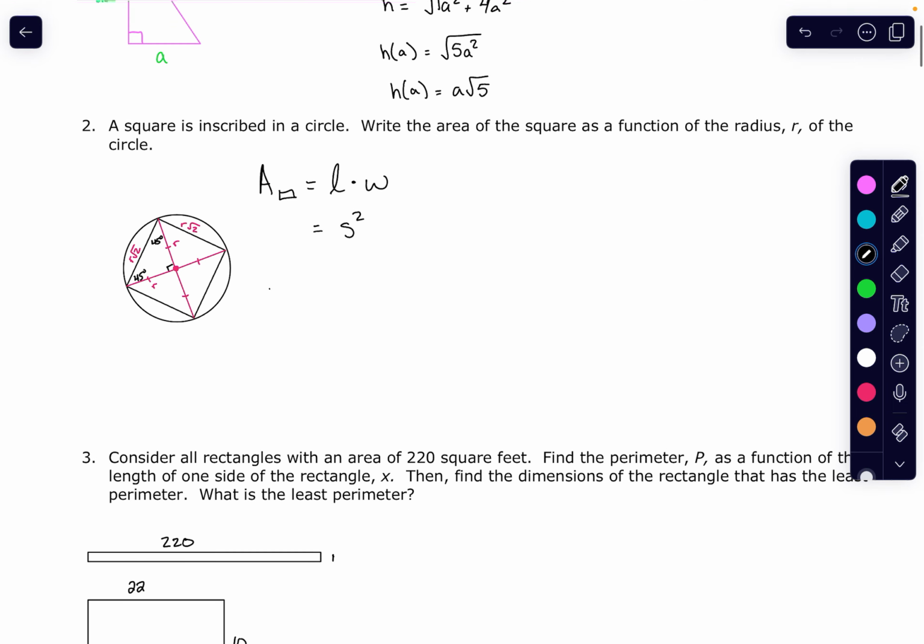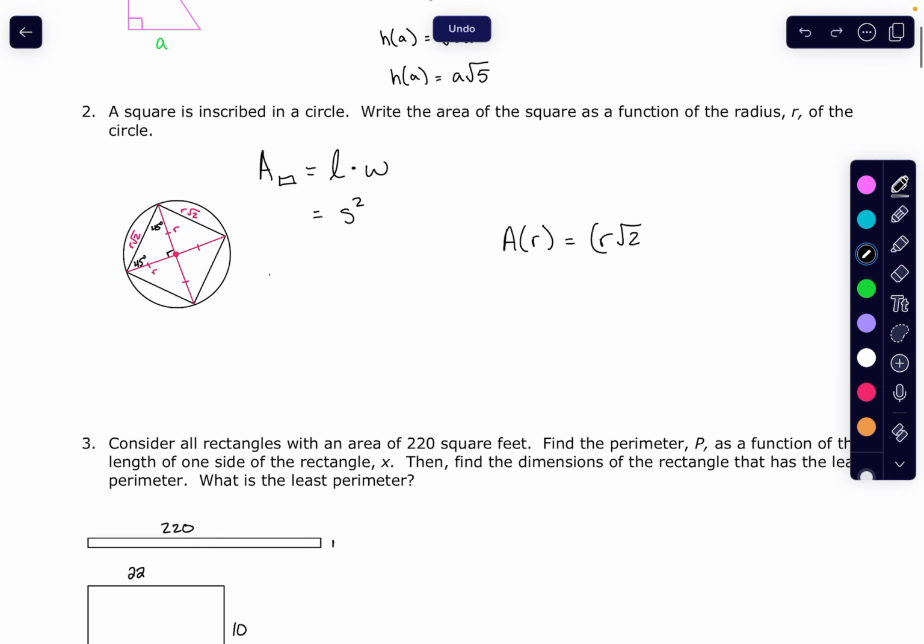So if I write the area, it doesn't specify what variable to use, but I'm going to use a, and I'm defining it in terms of r. That is going to be r root 2 times r root 2. R times r makes r squared. Root 2 times root 2 makes root 4, which can be simplified to 2. This is my formula for the area of this square.